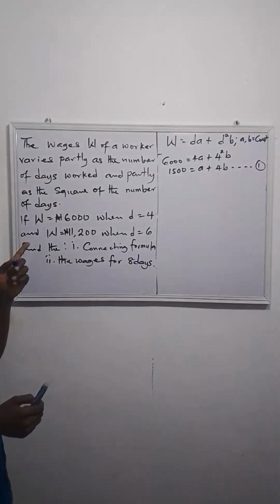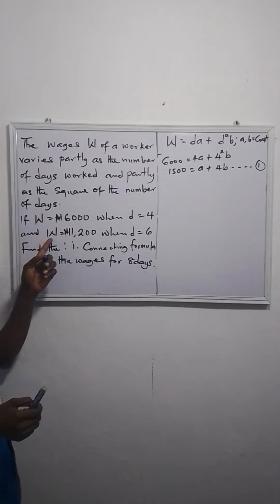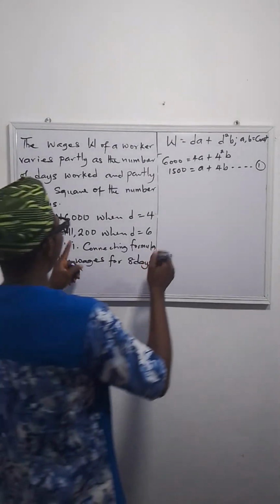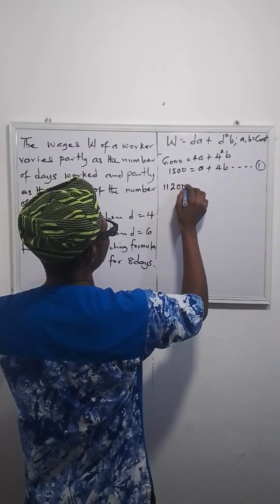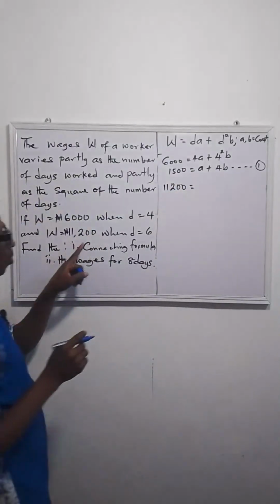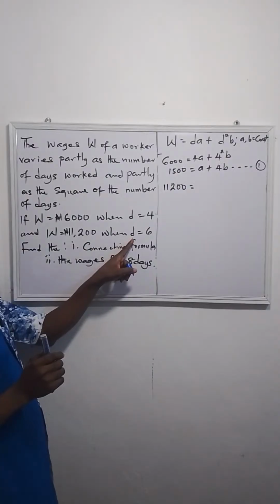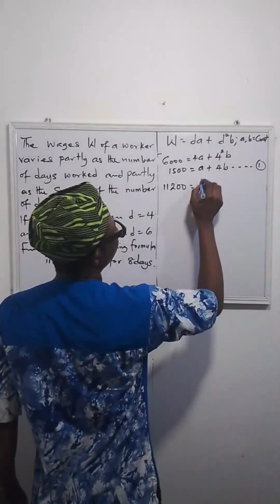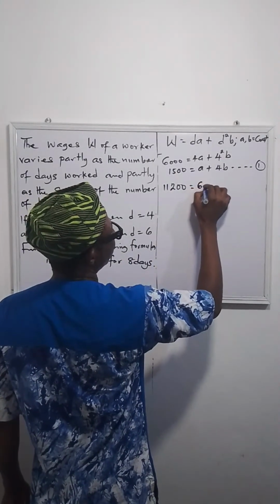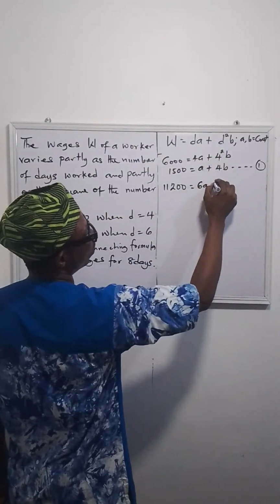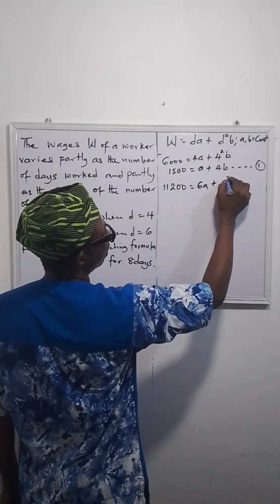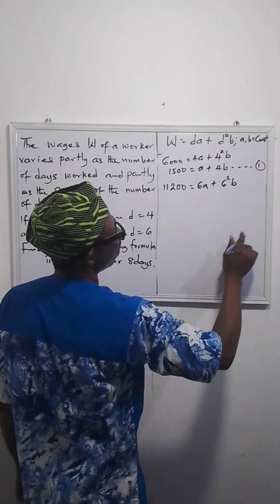Now let's look at the second one. Now, W is 11,200. D is 6. So we have 6A. So D I've represented 6. So all right, plus 6 square B.